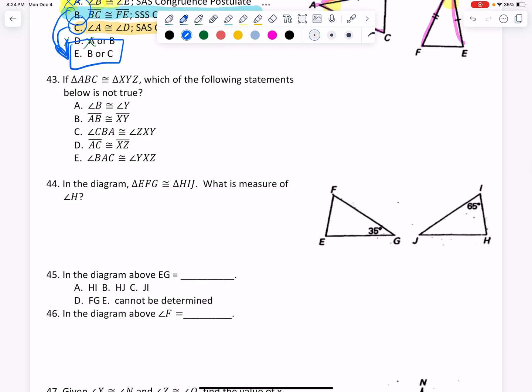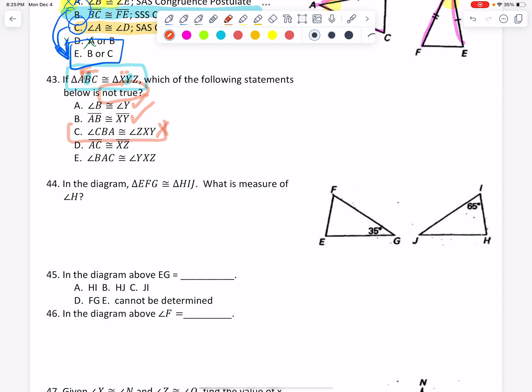All right, 43 says these triangles are congruent. Which of the following statements is not true? So we're really going to rely on this congruent statement. Is B in the same spot as Y? Yes. So I know that one's true. We're looking for what's not true. Okay? Is AB, first, second, in the same spot as XY, first, second? Yes. Is angle CBA, which goes reverse 3, 2, 1, the same as ZXY?